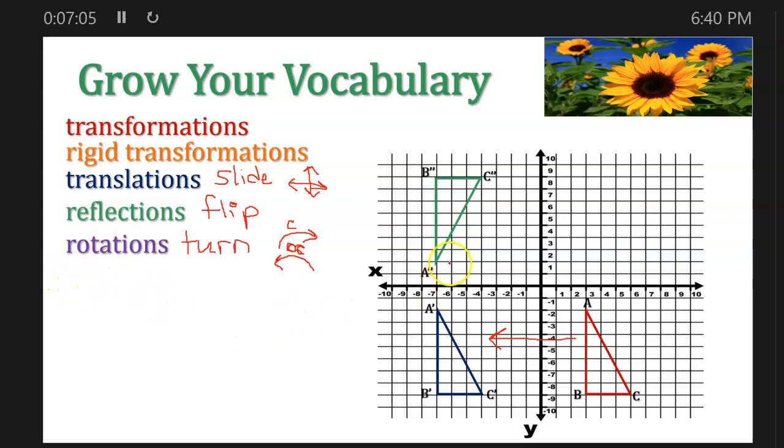Now, a rotation can be turned 90 degrees, 180 degrees, and we can also go a whole 360 degrees and end up where we started. But those are the only 3 rigid transformations that we're going to study. Now, I am going to talk a little bit about these little marks that you see. Earlier I talked about triangle ABC and triangle A prime, B prime, and C prime.